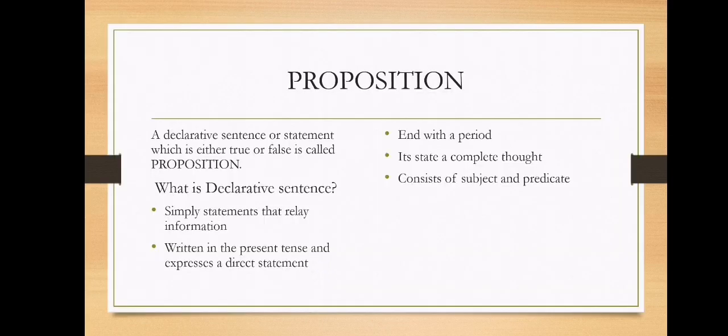Proposition and mere sentence. Proposition: a declarative sentence or statement which is either true or false is called a proposition. So what is a declarative sentence? A declarative sentence is a simple statement that relays information, written in the present tense, and expresses a direct statement. With a period, it states a complete thought, and lastly, it consists of subject and predicate.